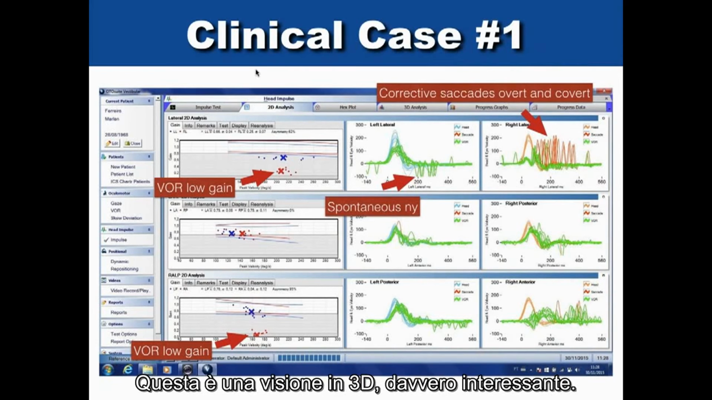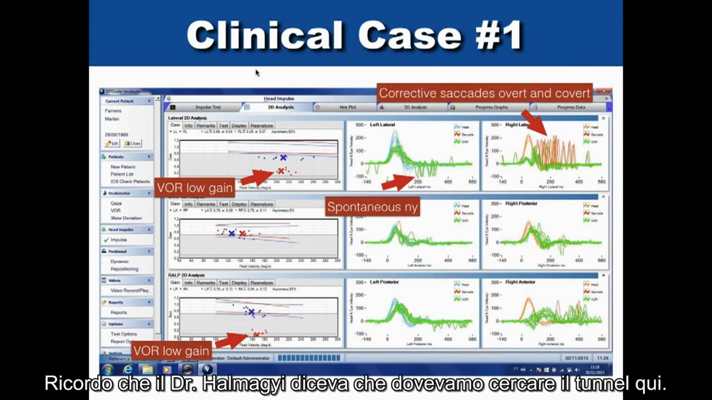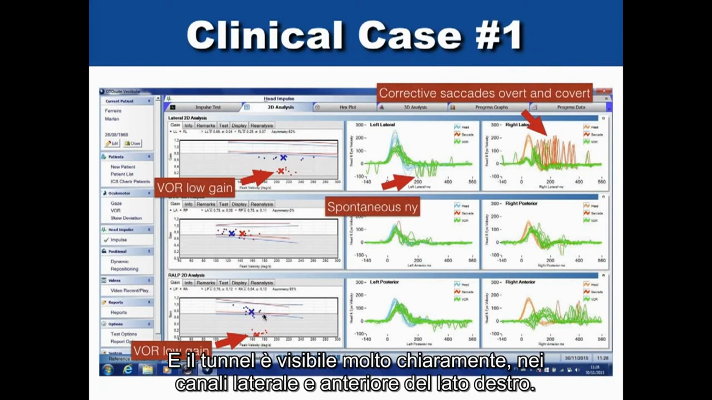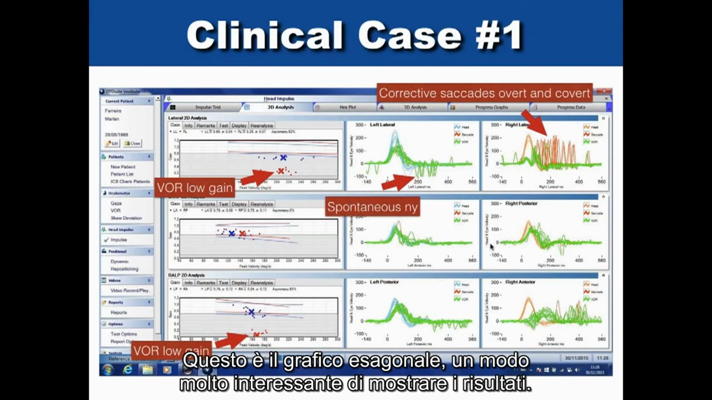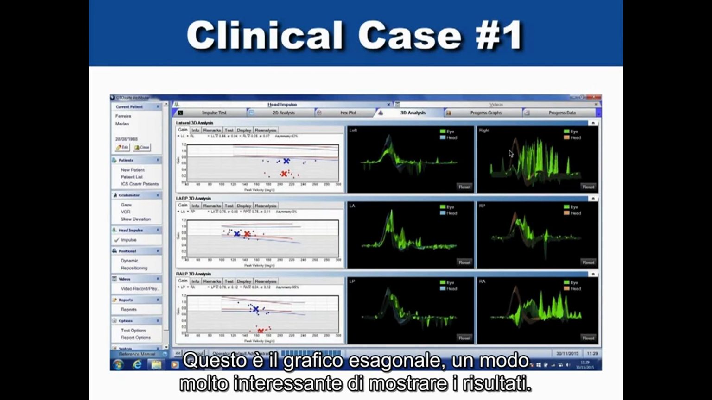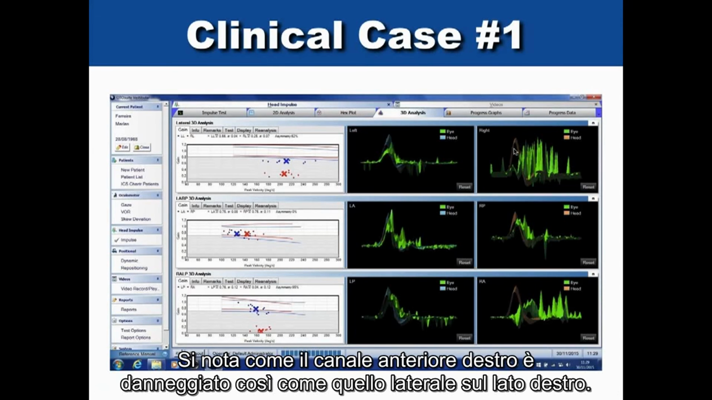So this is the 3D, which is a nice view. I remember Dr. Halmagyi used to say that we should look for the tunnel here. And you see the tunnel in a very clear way in the lateral and anterior right side canals. Here is the next plot, which is a nice way to display the results. You have the anterior canals, the lateral and the posterior. You see the right anterior is broken, and the right side lateral is broken as well.